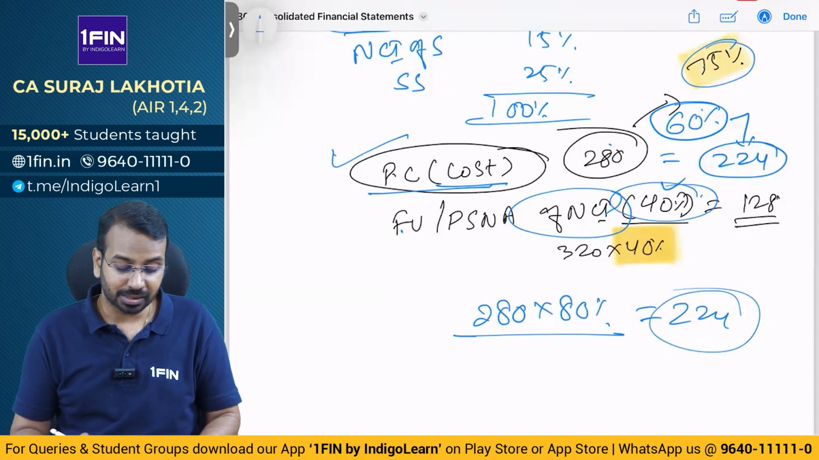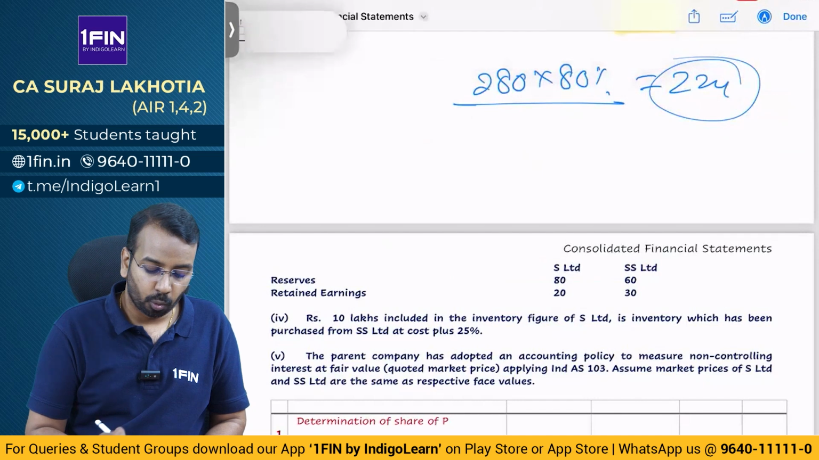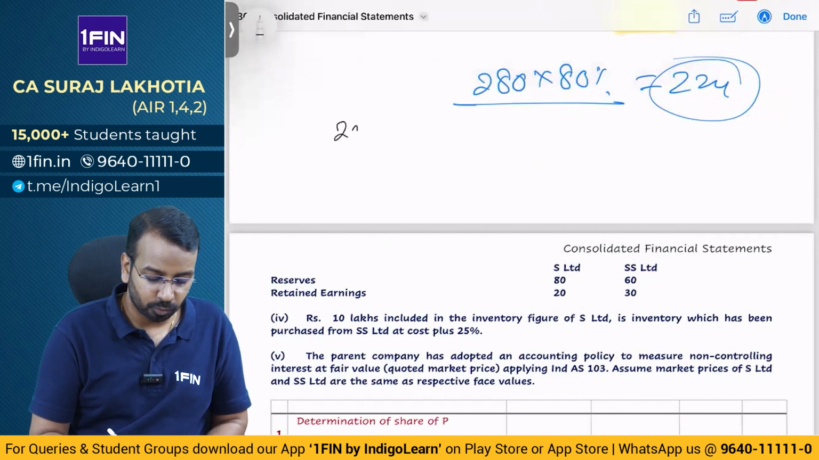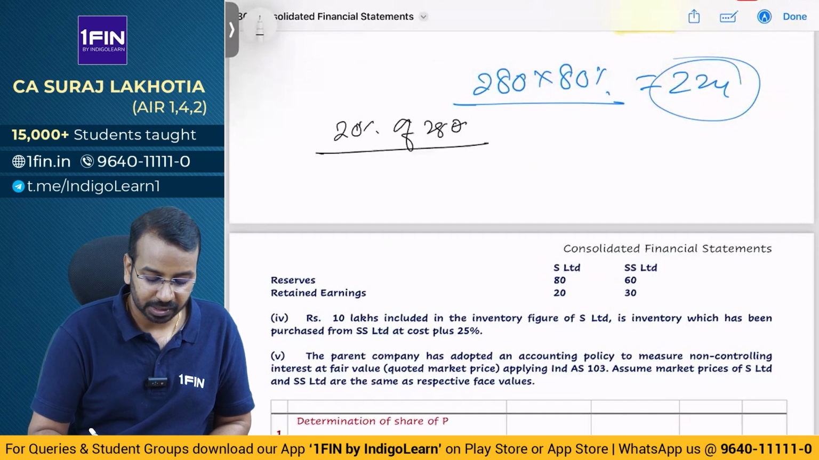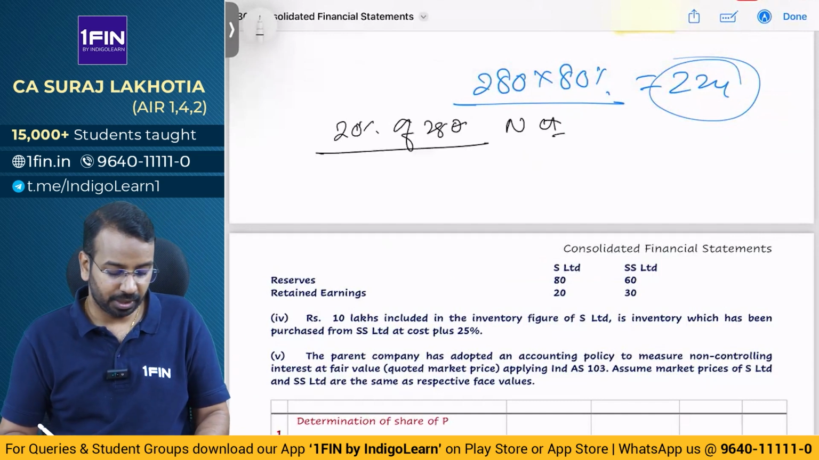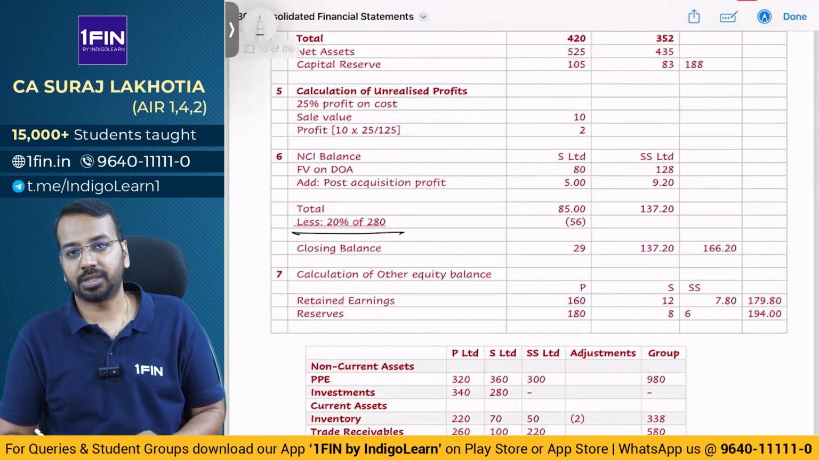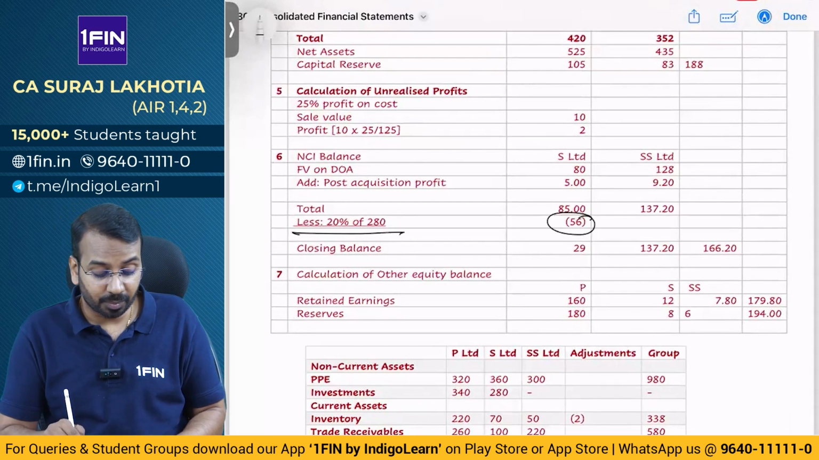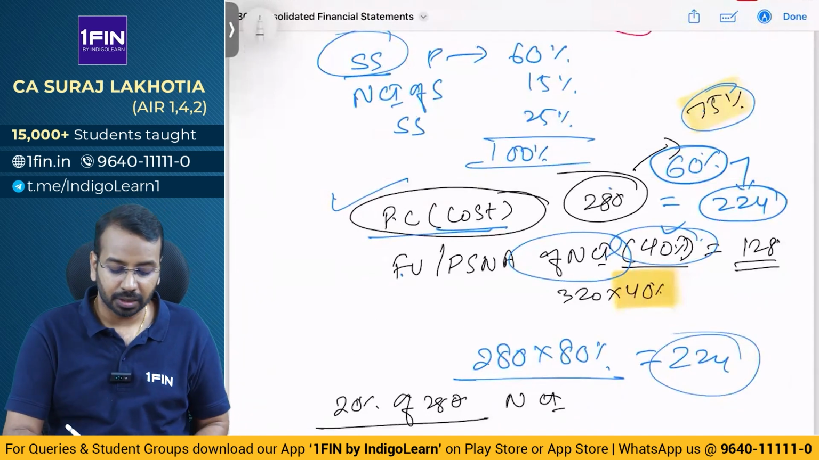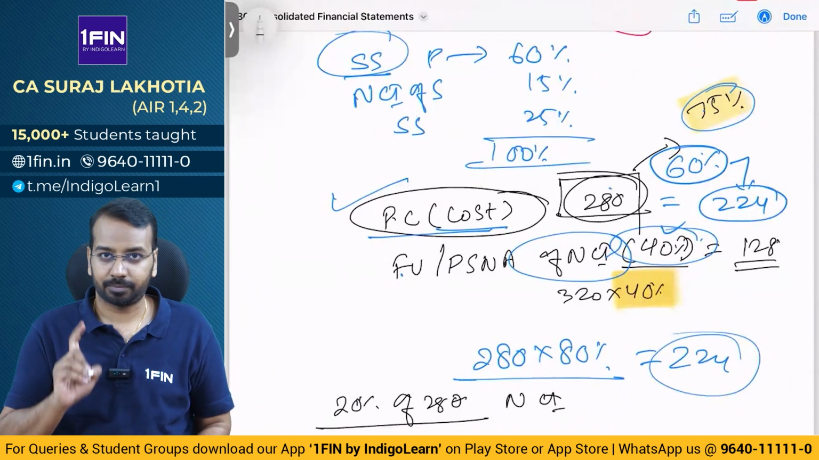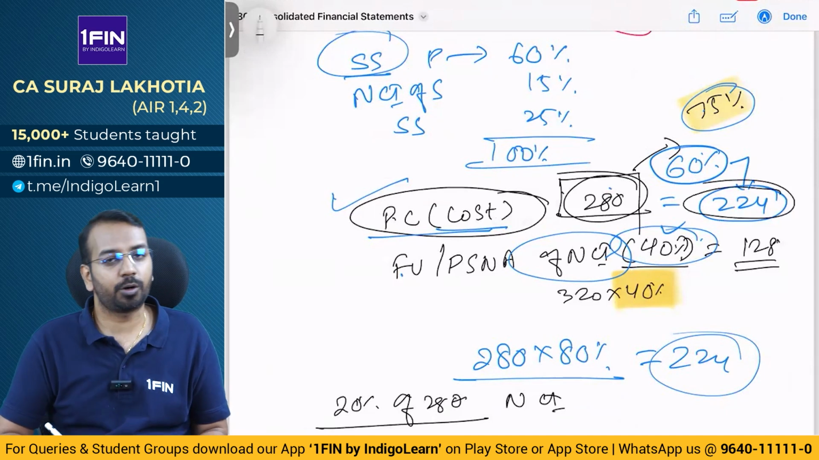First thing. The second thing is, some of you have a doubt also as to why did we remove 20% of 280 from NCI? So if you see the solution, while calculating NCI balance, what we have done, we have removed this 20% of 280, which is 56. Now, why is that done? That is done because of the simple reason that whenever we calculate goodwill or capital reserve, we eliminate full investment. Yes or no? We eliminate full investment. Now, here we have eliminated only 224 of investment.